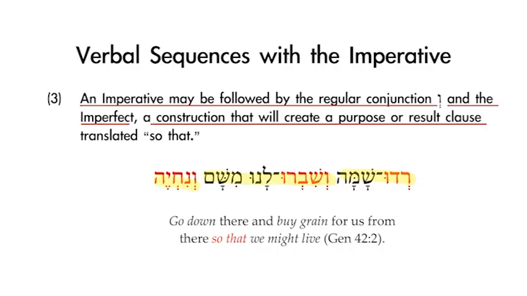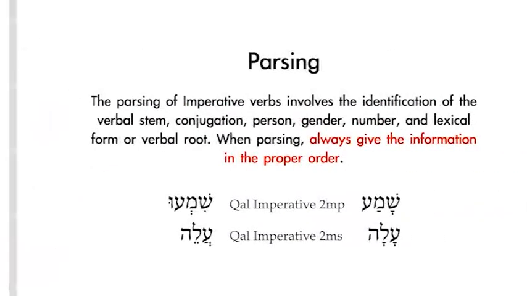In this example, we have two imperative verbs followed by an imperfect prefixed with the regular conjunction vav. In this case, we're translating this imperfect verb with the vav conjunction as a purpose clause. When you have an imperative verb followed by an imperfect prefixed with a regular conjunction vav, it may create a purpose clause, and that's why we're rendering it as so that in our translation. This is the third important verbal sequence with the imperative followed by the imperfect with the regular conjunction vav.